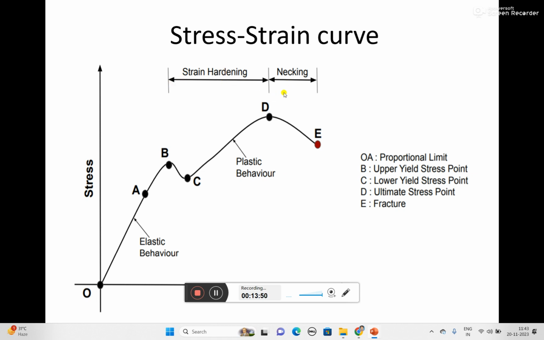After that, because you keep on increasing the load over the material, at one particular point the entire load will be concentrated and necking will start from point D till the fracture point. We call it from point D, the maximum ultimate stress point, to the point E. That particular zone we call the necking zone. I hope you understand this particular topic related to the stress strain curve.